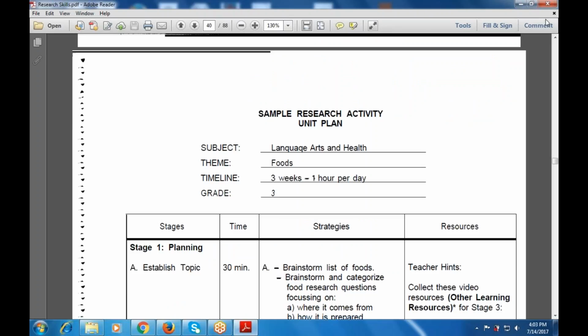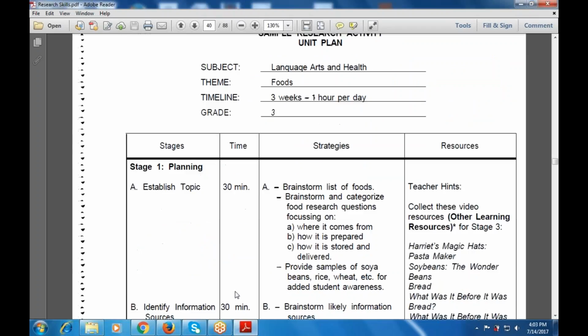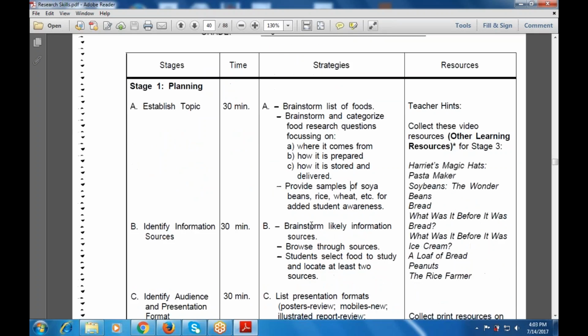Planning includes establishing the topic. This is for 30 minutes, and the strategies followed are to brainstorm a list of the foods, and brainstorm and categorize food resource questions focusing on where it comes from, how it is prepared, how it is stored and delivered. To establish the topic, review the topic and brainstorm with a list of the goods and services, using whatever tools are available. That is establishing a topic. This takes around 20 to 30 minutes.